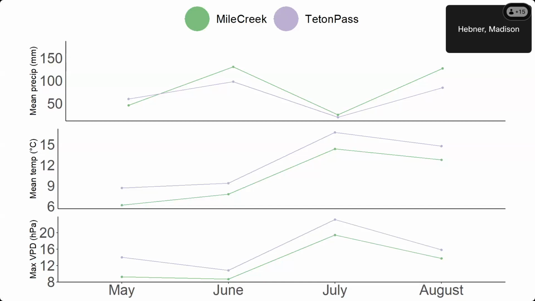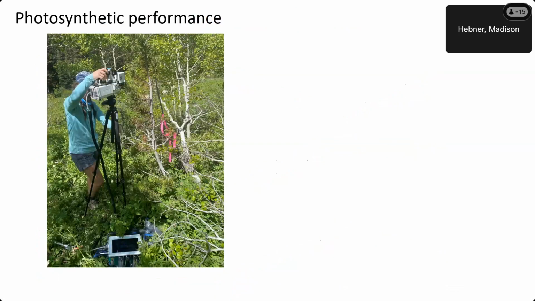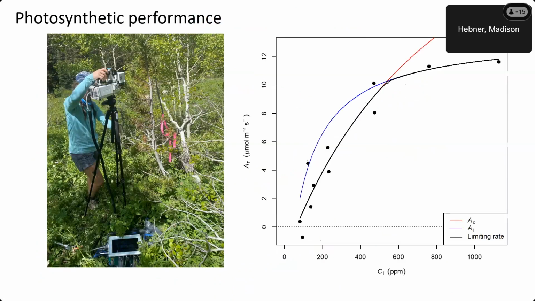Briefly, we also wanted to note that there were no significant differences in climate data between these 2 sites. This is the 2023 PRISM data for Mile Creek in green and Teton Pass in purple. There's no September yet because September is not over, but there aren't any drastic differences between precip, temperature, and vapor pressure deficit.